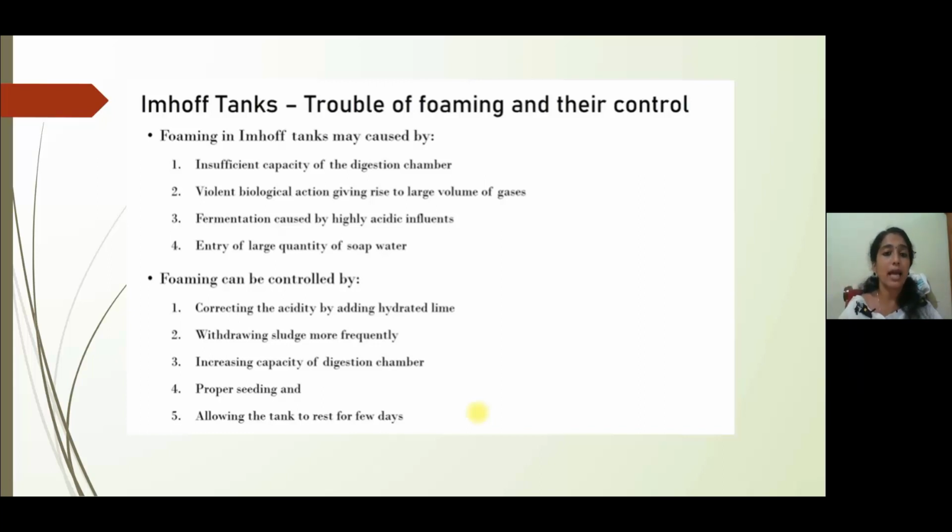Then violent biological action giving rise to a large volume of gases. That is, if anaerobic conditions exist, the anaerobic bacteria decompose the sludge deposited at the bottom of the digestion tank. Then there will be a chance of violent action, that is, an acceleration in the decomposition inside the digestion tank. Then the gases produced will be of larger quantity, and there will be chances of foaming inside the digestion tank.